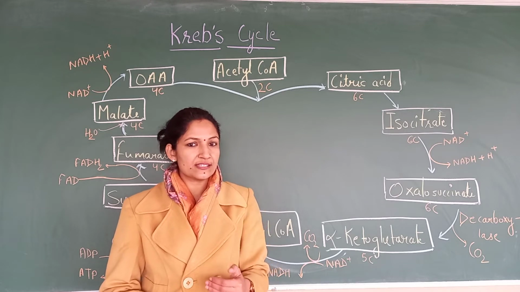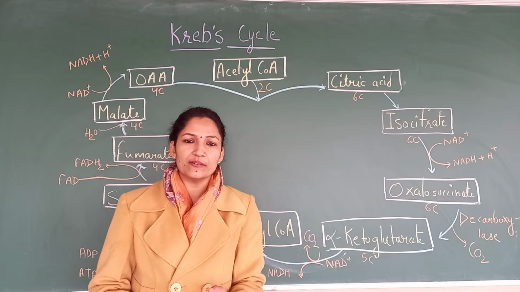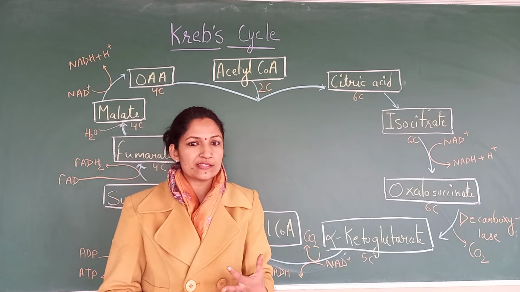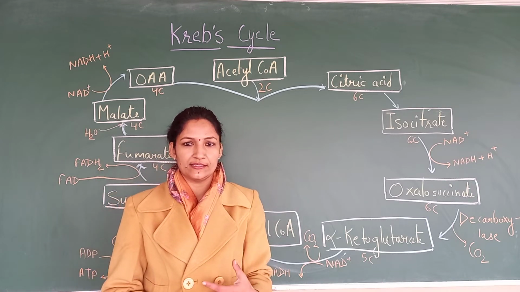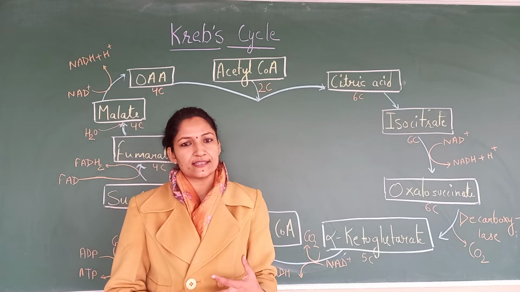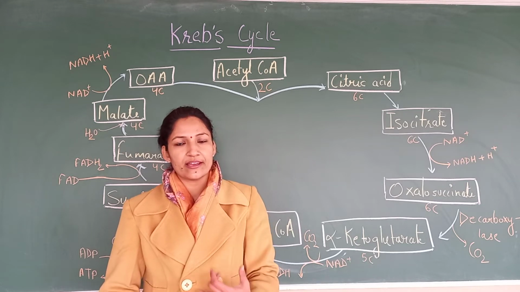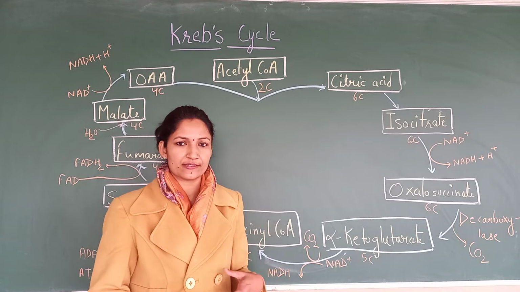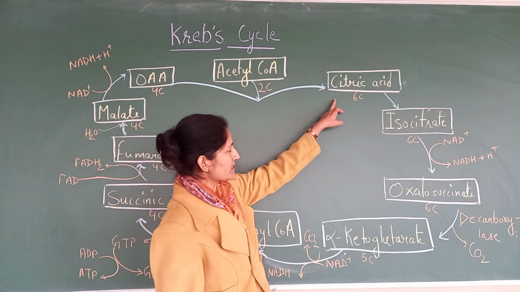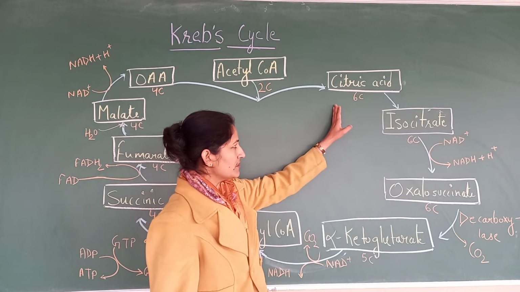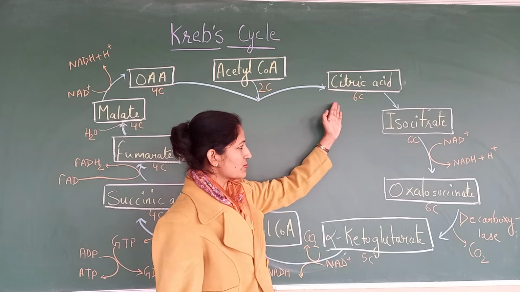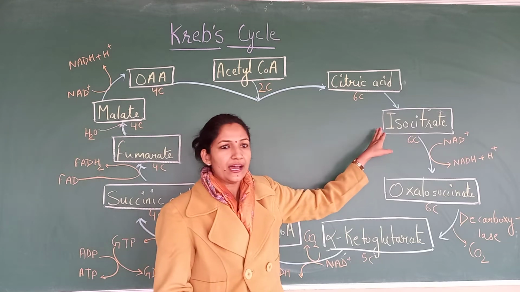Because of this reason, this is also termed the tricarboxylic acid cycle, and citric acid cycle also. TCA cycle, citric acid cycle, Krebs cycle. These are the names for this. Okay, so the first product is citric acid. Citric acid undergoes isomerization to form isocitrate.